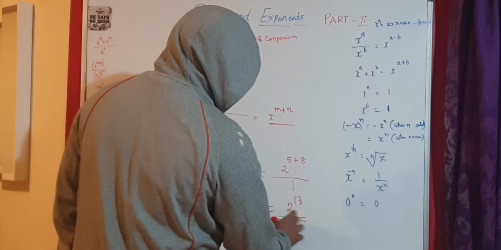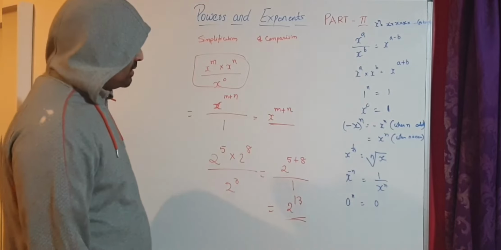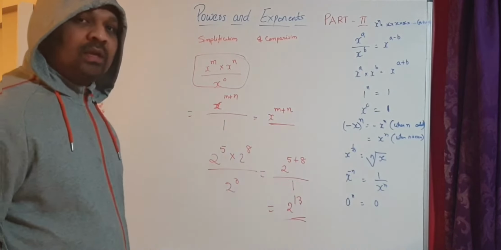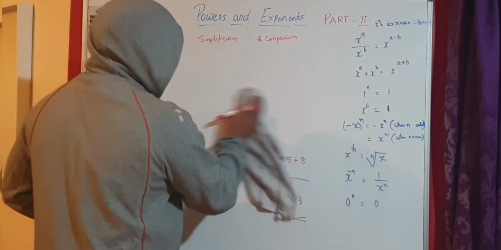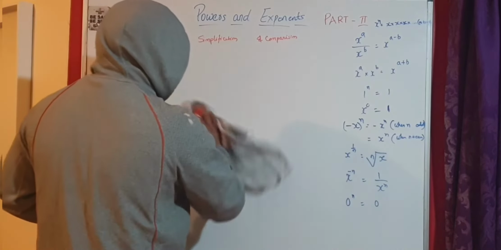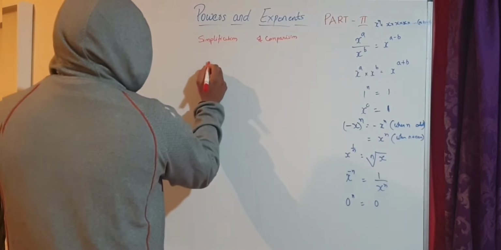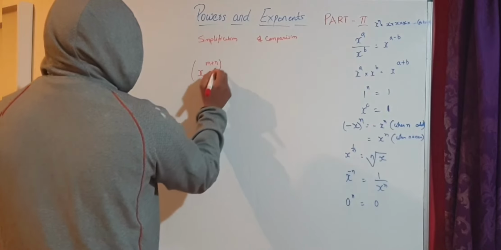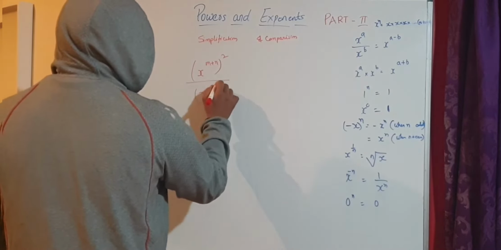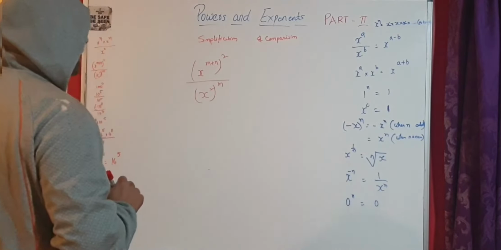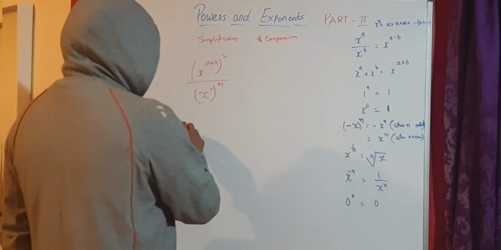You can leave it up till here, or if you want, you can use your calculator and find out the exact value of 2 to the power of 13. So that's one simplification that we have seen, and let's do one more simplification: x to the power of m plus n whole square by x square to the power of m. Let's see how to simplify this one. Which formula are you going to use?